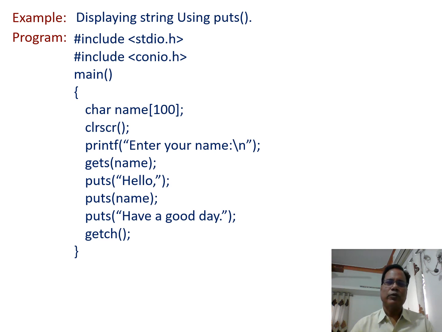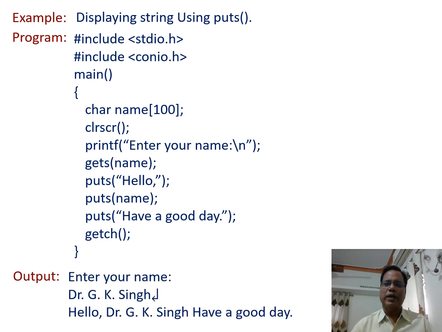When this program is executed, we get output like this. "Enter your name": we write our name and then press the enter key. When the enter key is pressed, using these three puts statements, "Hello", then the name, and then "Have a good day" get printed. So in this way we have completed unformatted input output functions.